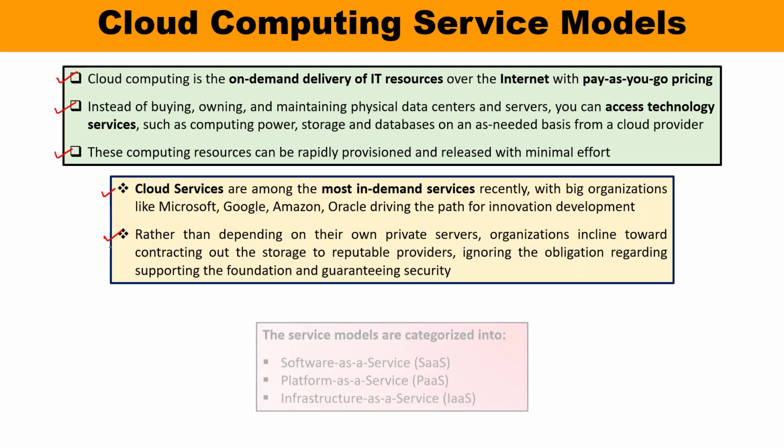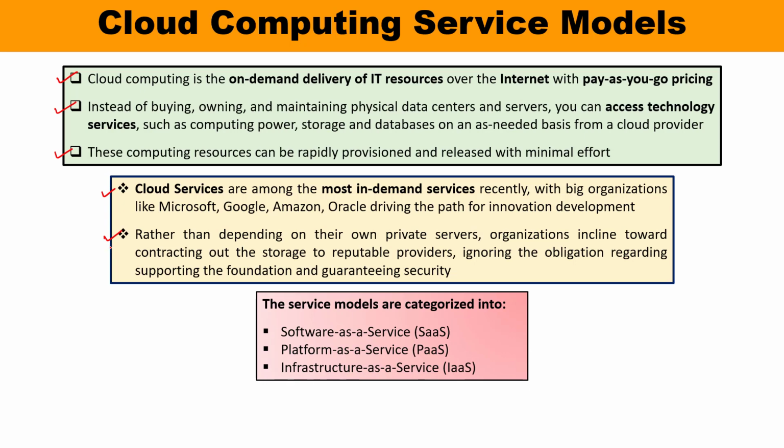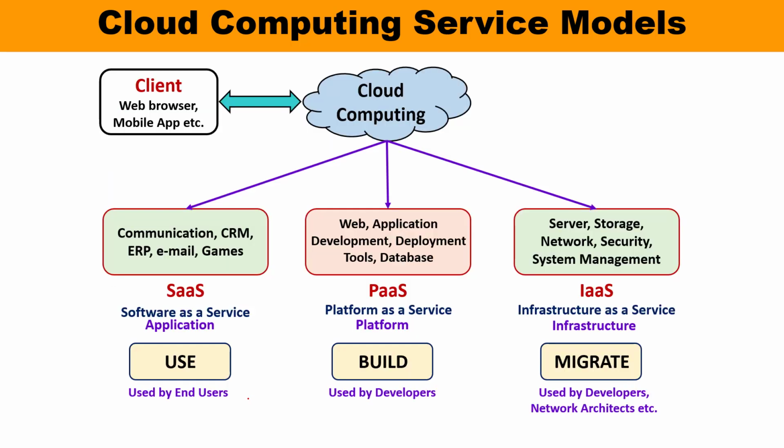But when we talk about cloud computing service models, they are categorized into three categories: software as a service, SaaS; platform as a service, PaaS; and infrastructure as a service, IaaS. Now let us understand what these services are, and I'll give you an example. With the help of that example, you will be able to define them quickly.